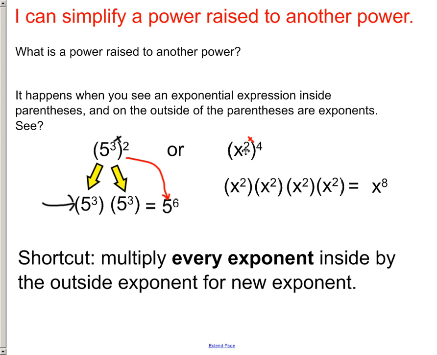That's what's happening there. So it's not too hard and it's pretty easy, but you've got to keep it straight when you're having a power multiply another power or a power being raised to another power.